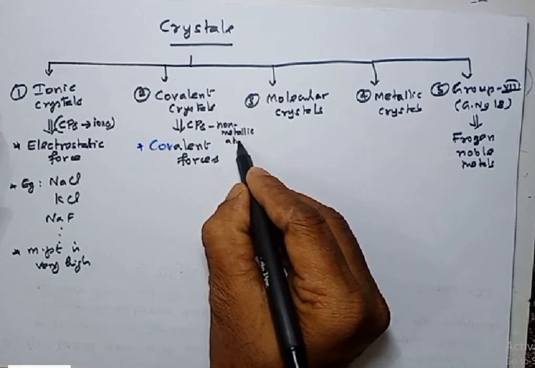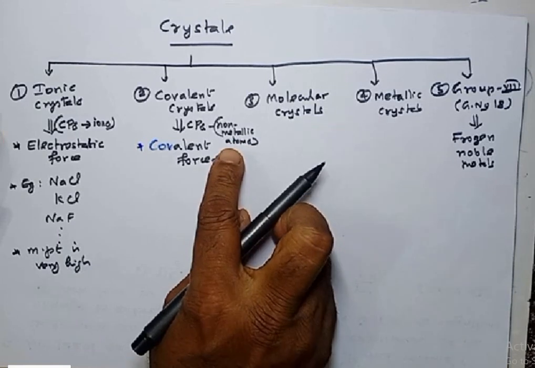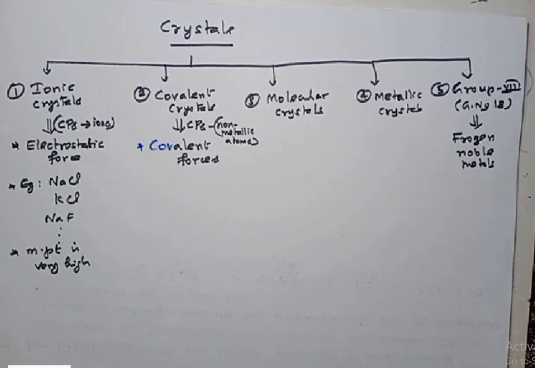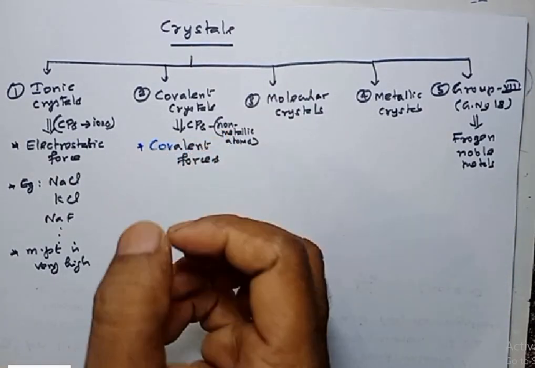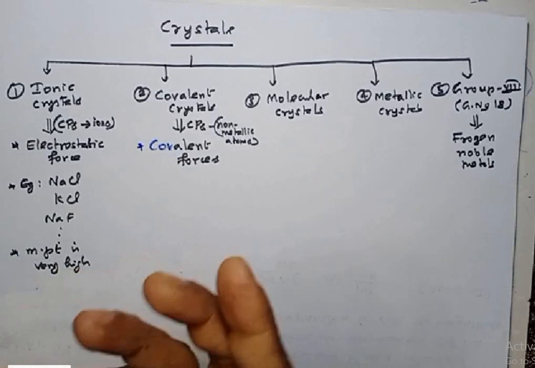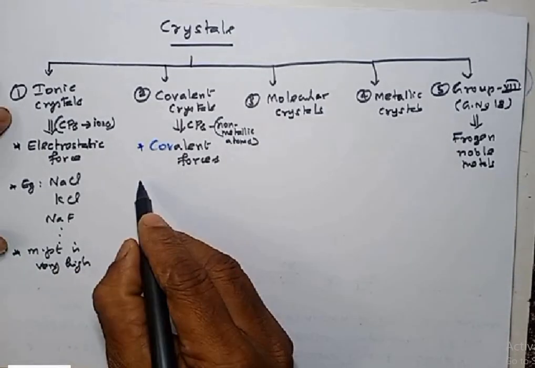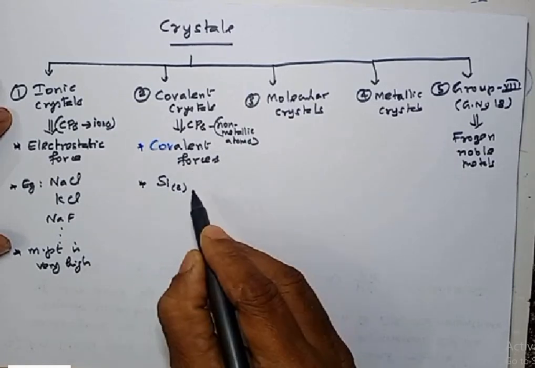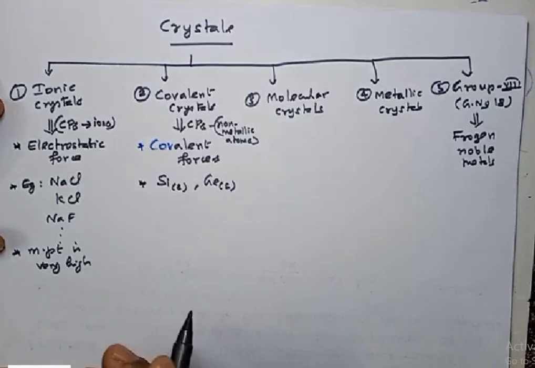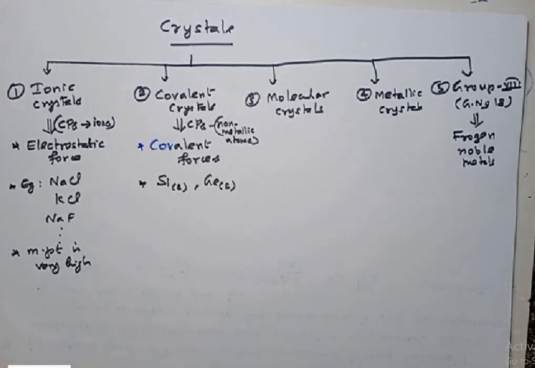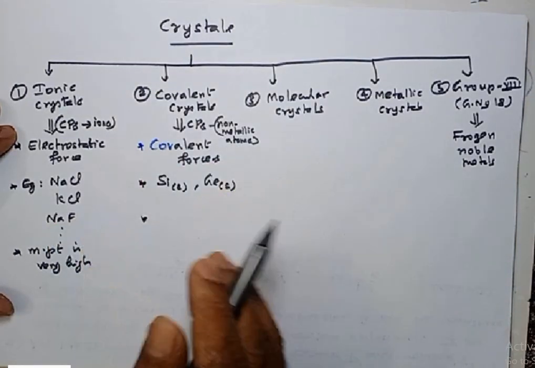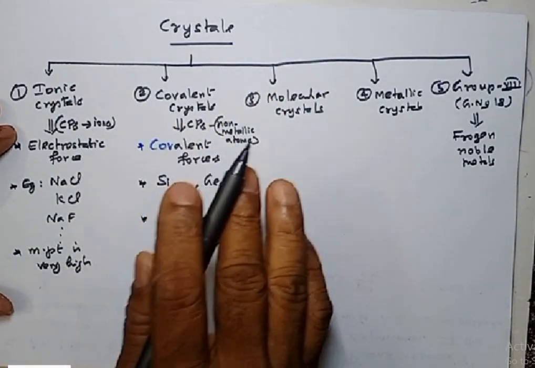Non-metallic atoms are generally the constituent particles of covalent crystals. In covalent crystals, these non-metallic atoms are held together by means of covalent bonds. There are plenty of examples available: solid silicon, solid germanium, where between atoms we have covalent bonds. Therefore they have a somewhat moderate melting point.